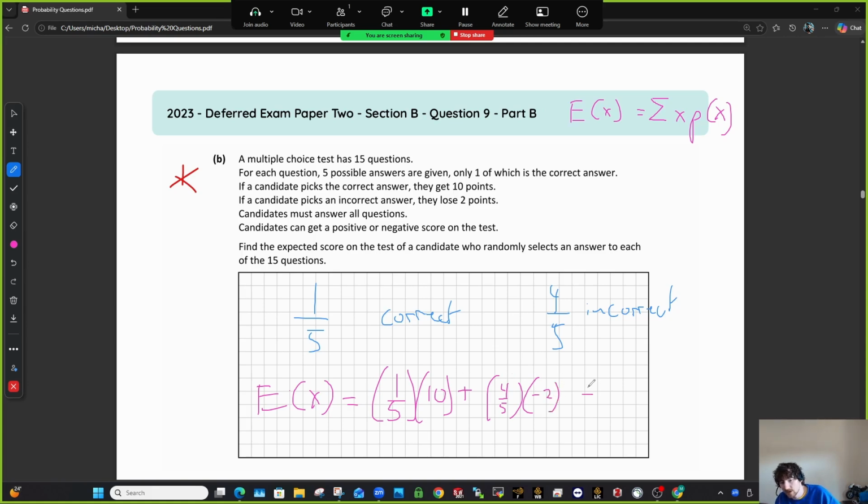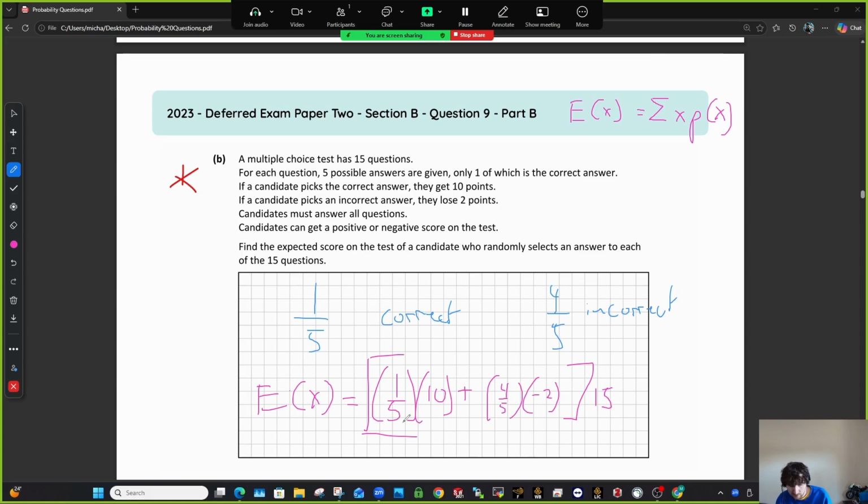And then you move that on here. So question 2 will look exactly the same. You have a 1/5 chance of getting a 10, and then plus 4/5 of getting a -2. So rather than writing that out for all 15 questions, because it's just going to be the same thing every time, you could just stop there and then take this entire thing and multiply it by 15 questions, okay?